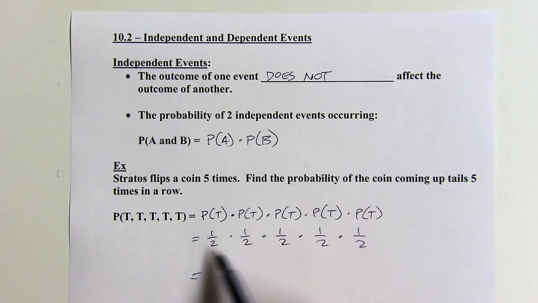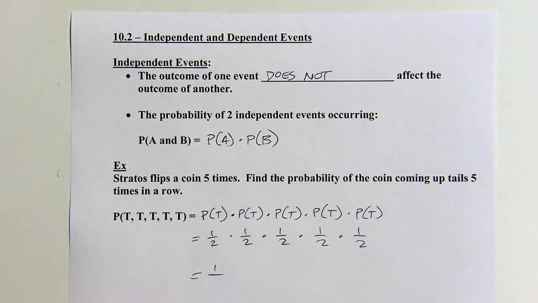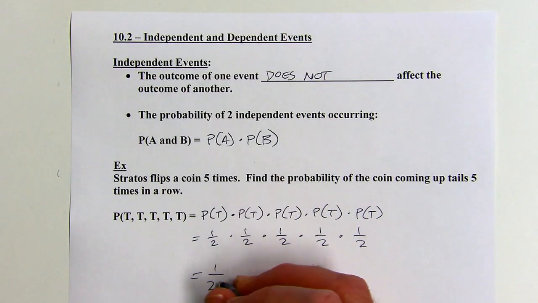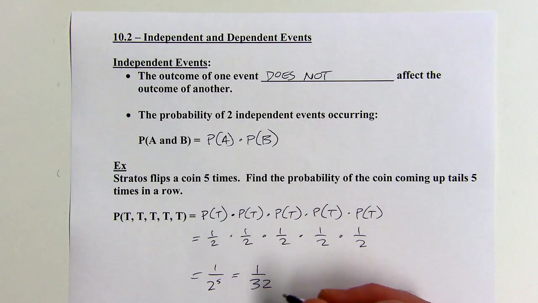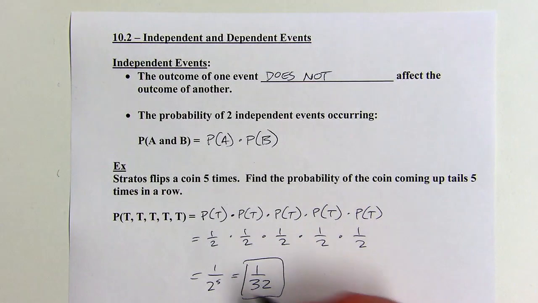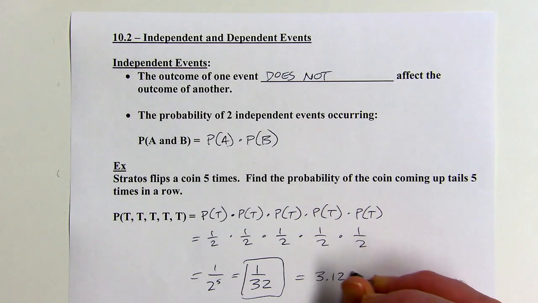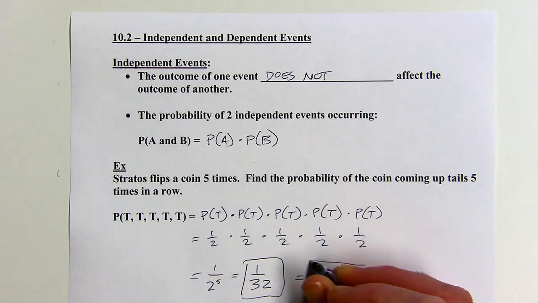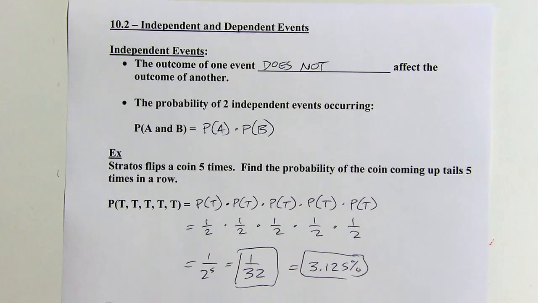I don't need a common denominator, even though I have one here. You just multiply straight across. So on the top, I've got 1. On the bottom, I'm going to have 2 to the 5th, which comes out to 32. So I could say there's a 1 out of 32 probability of getting 5 tails in a row. Okay, if you wrote that as a percentage, it'd be 3.125%. Pretty small chance of 5 tails in a row, but it can definitely happen.